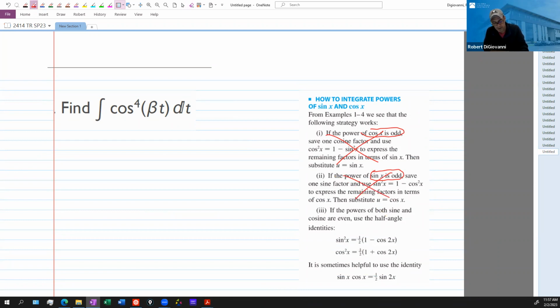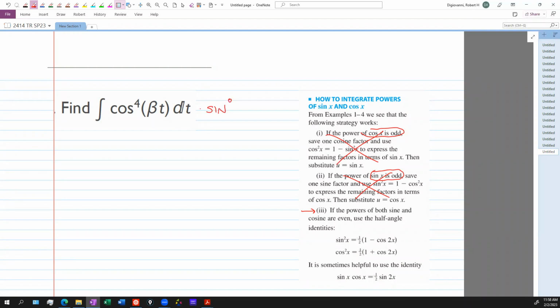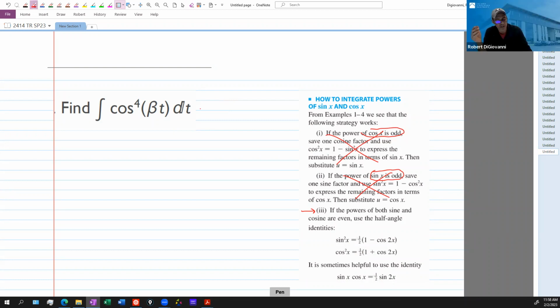All right, third thing. If the powers of both sine and cosine are even. Well, here I don't have a sine, do I? No. Now you could argue with me that there is a sine to the zero, which would be an even power, but I don't have a sine, I have a cosine to the even. So I'm going to do this third step. I'm going to use this.